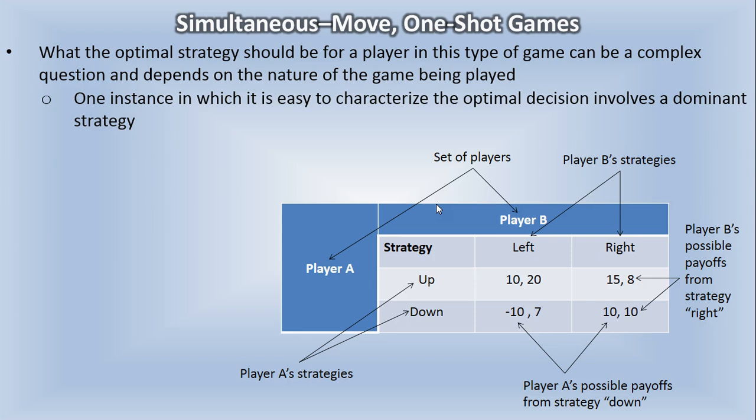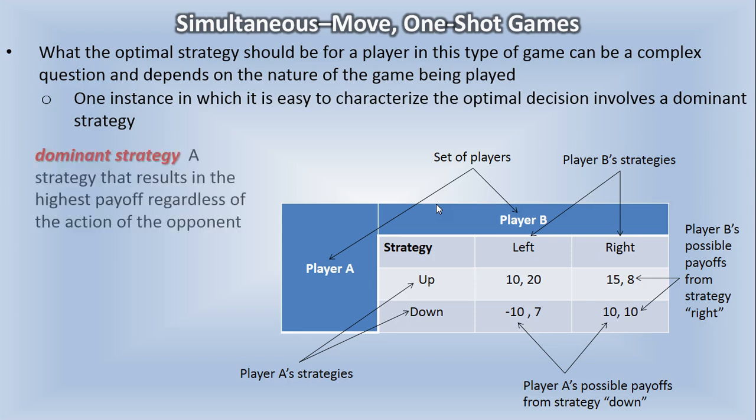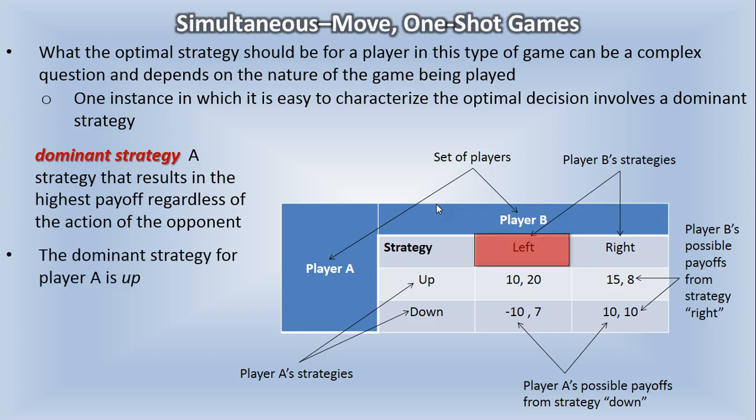So one instance in which it's easy to characterize the optimal decision involves what's called a dominant strategy. A dominant strategy is a strategy that results in the highest payoff regardless of the action of the opponent. So if one has a dominant strategy, they will play that strategy no matter what their opponent does, and that will always result in the highest payoff for them. So the dominant strategy for player A is to play up in this case. So let's identify how we can figure that out.